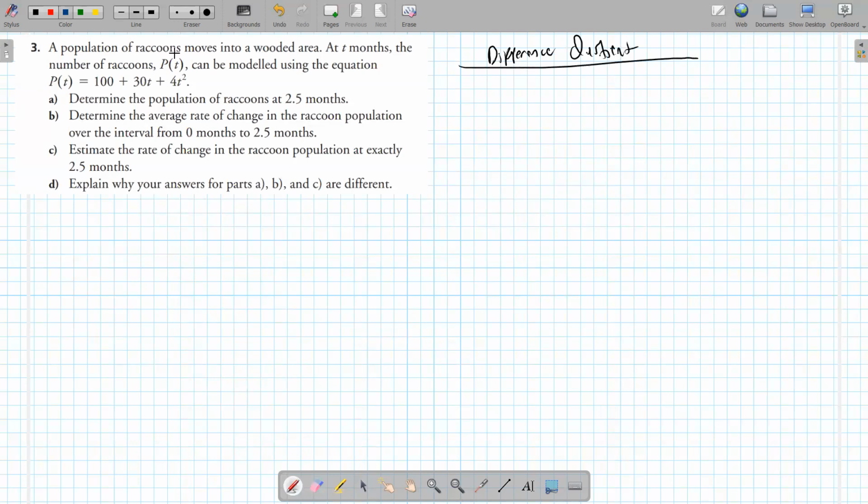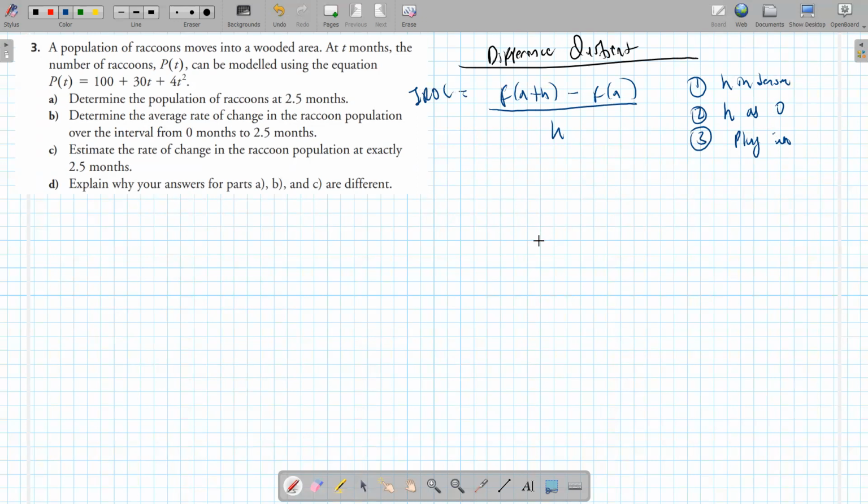The difference quotient says f of a plus h minus f of a all over h. You need to first cancel out that h in the denominator, and then you need to plug in 0 for every other h, and then finally you plug in the x value, and that'll give you the answer. That'll give you the instantaneous rate of change. So difference quotient is for instantaneous rate of change.